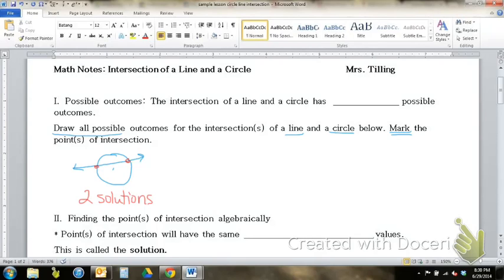Alright, how else could we draw this picture? So, let's try another one. Let's start with a circle. How else can I draw a line that's not going to hit the circle twice? Well, I could draw one that's kind of like a tangent line. And I can see that this line is going to intersect this circle just once. So this is going to have one solution.